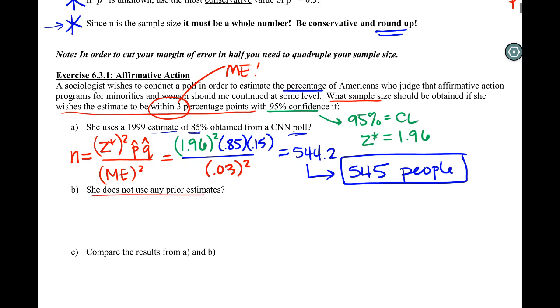All right, so the next question says, what about if she didn't use any prior estimates? So what are they telling us to get rid of now? They're saying, let's get rid of p hat. It's unknown. So I want you guys to take a second, pause the video, do this calculation on your own, and then come back and check if you did it correctly.